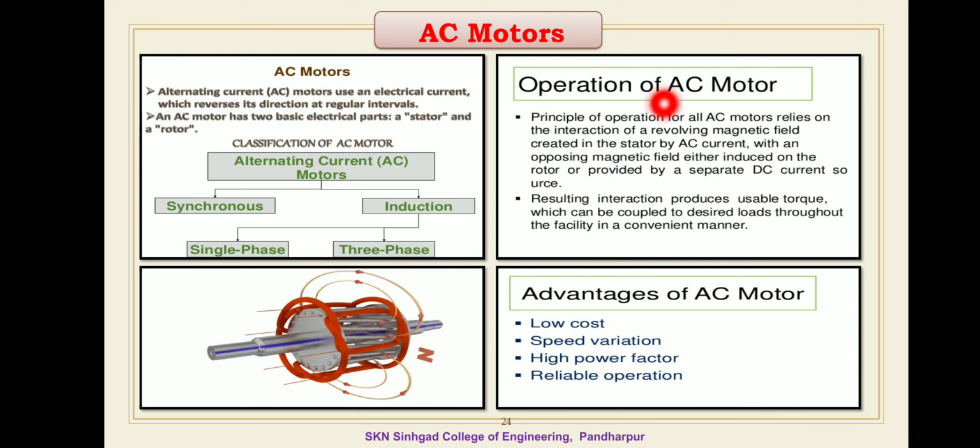So the operation of an AC motor: the principal operation of an AC motor relies on the interaction of a revolving magnetic field created in the stator by AC current with an opposing magnetic field, either induced on the rotor or provided by a separate DC current. And these are the different advantages and classification of AC motors.